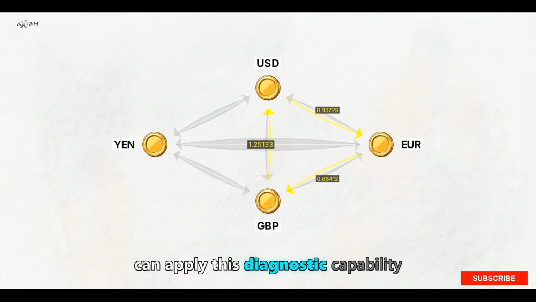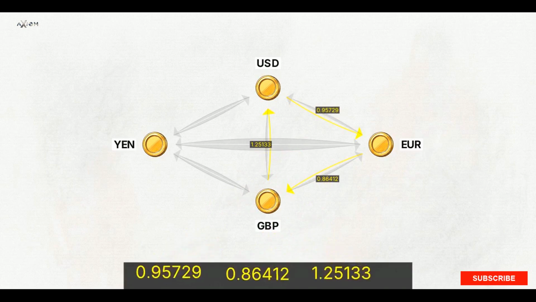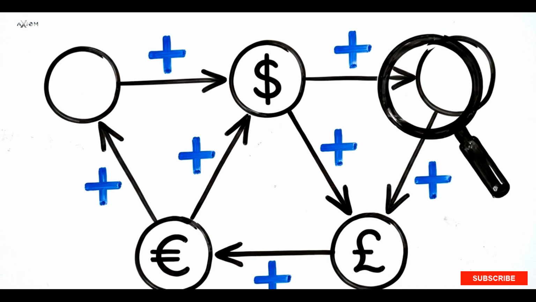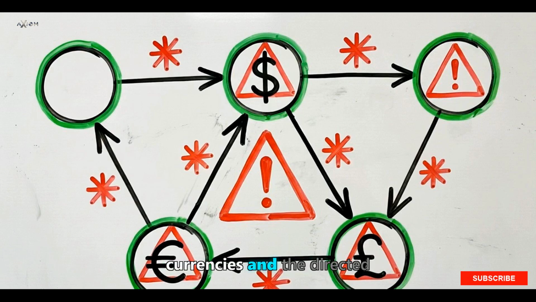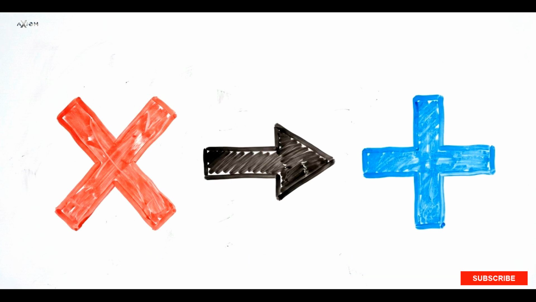We can apply this diagnostic capability to financial markets, specifically to identify arbitrage. Arbitrage is the exploitation of price differences across multiple currencies to generate a risk free profit. This graph models the currency market. The vertices represent individual currencies, and the directed edges are the exchange rates between them. An arbitrage opportunity exists if a trader can execute a sequence of currency exchanges where the final product of those rates is strictly greater than 1.